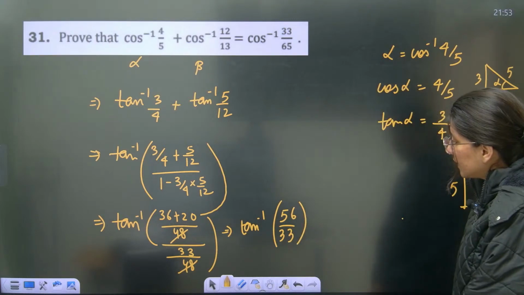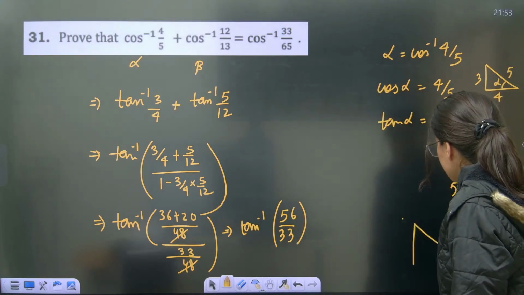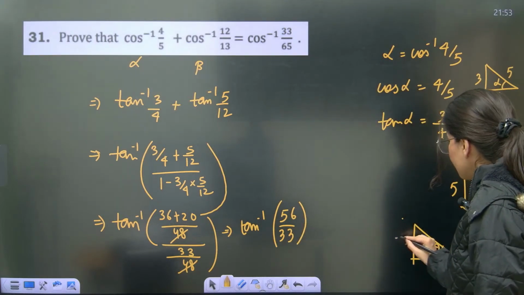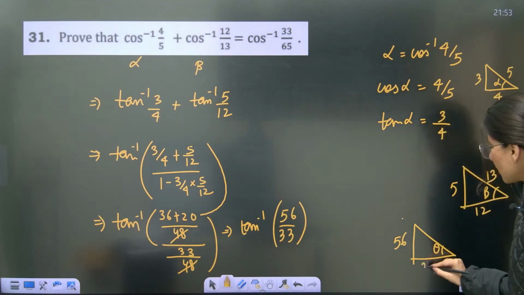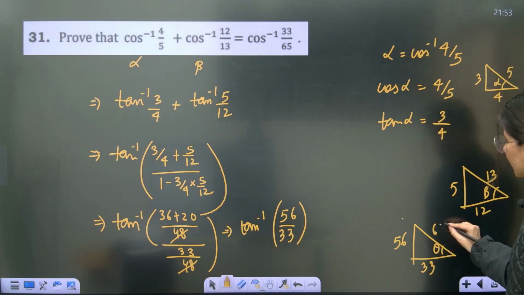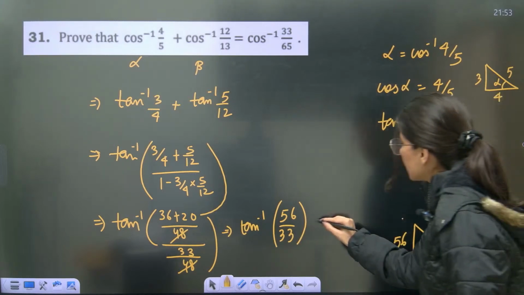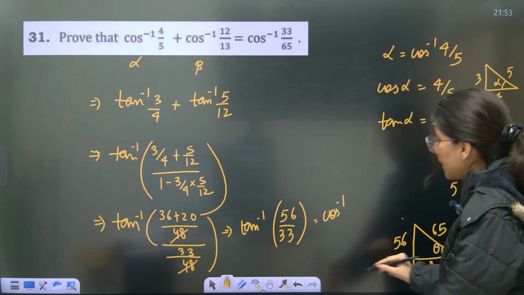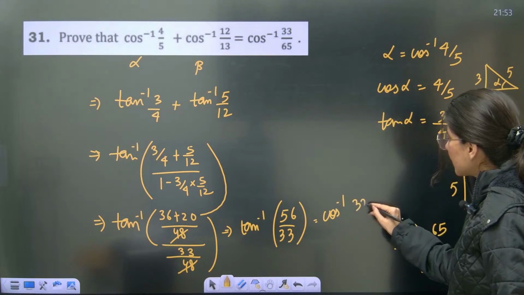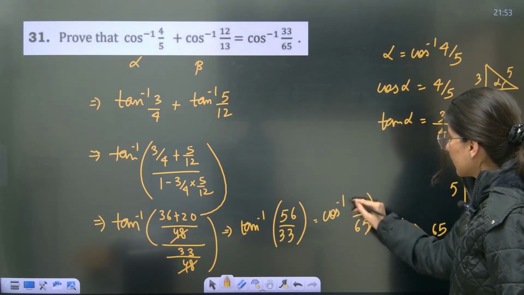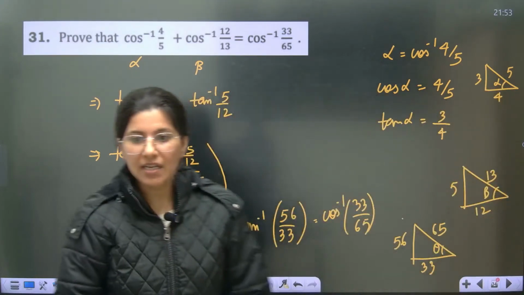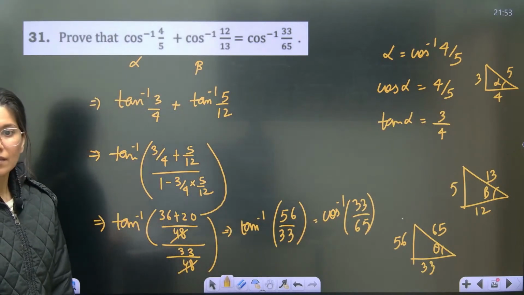56 by 33, okay. Now this is theta. 56 is the perpendicular, this is your base, and if you do it, this will be your hypotenuse. So this is equal to cos inverse of base over hypotenuse. What is base? 33. What is hypotenuse? 65. Clear? Understanding it? Getting it?